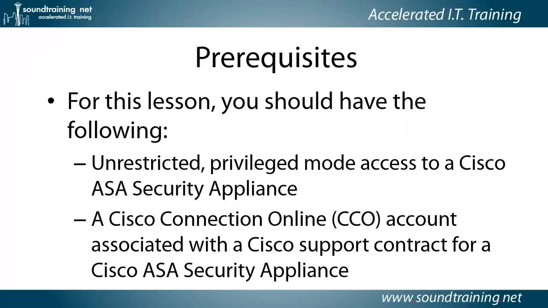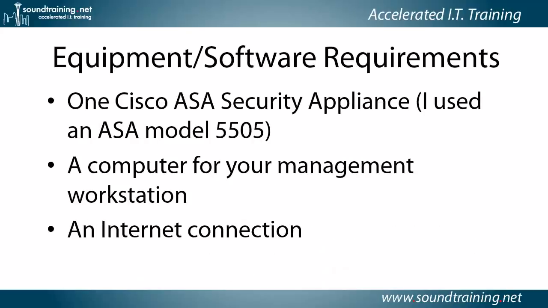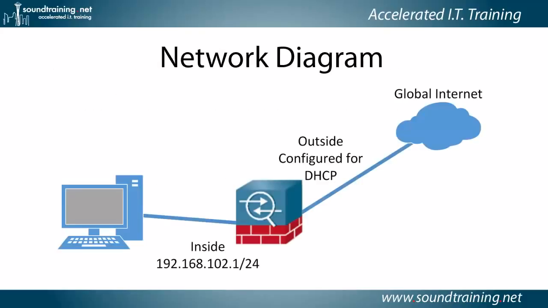Here are the prerequisites. In order to do this lesson, you should have the following: unrestricted privilege mode access to a Cisco ASA security appliance, a Cisco Connection Online, a CCO account associated with a Cisco support contract for an ASA security appliance. That allows you to connect to the Cisco website and download the software. And you'll need one Cisco ASA security appliance. I used an ASA model 5505, but the procedures are basically the same for any of the Cisco ASA line of security appliances. Also, a computer for your management workstation and an internet connection.